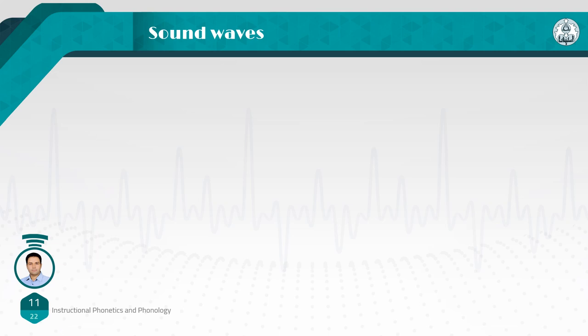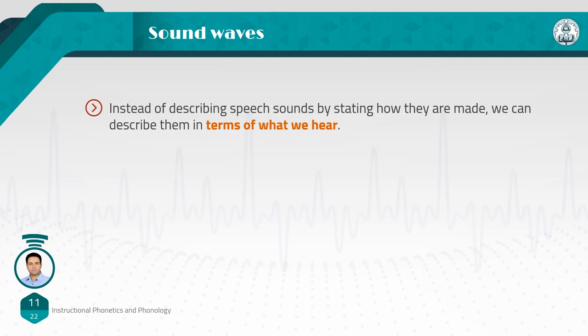So far, we have been describing speech sounds by stating how they are made. But it is possible to describe them in terms of what we can hear. The way in which we hear a sound depends on its acoustic structure. So instead of describing speech sounds by stating how they are made, we can describe them in terms of what we hear or how we hear the sounds.